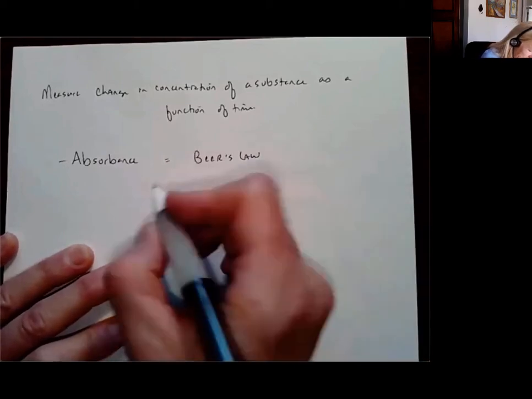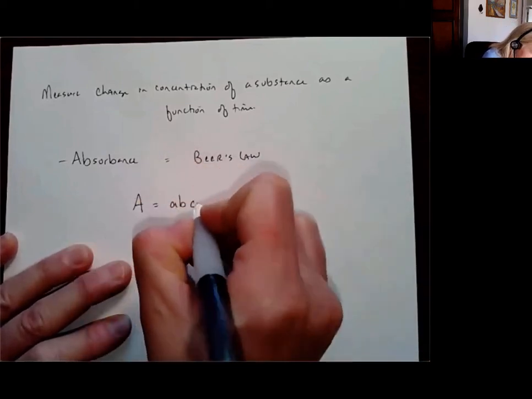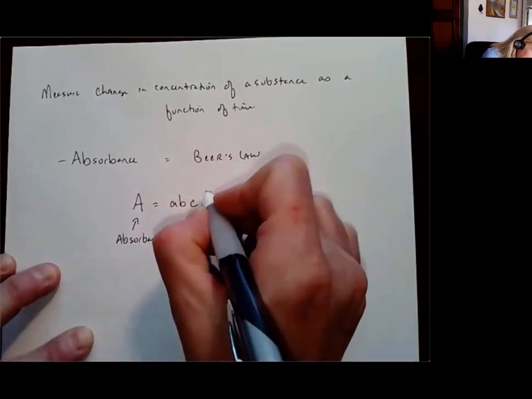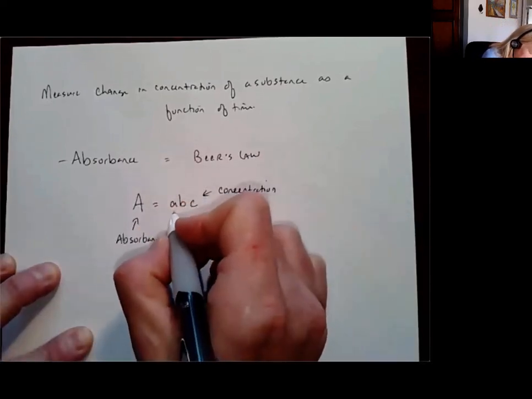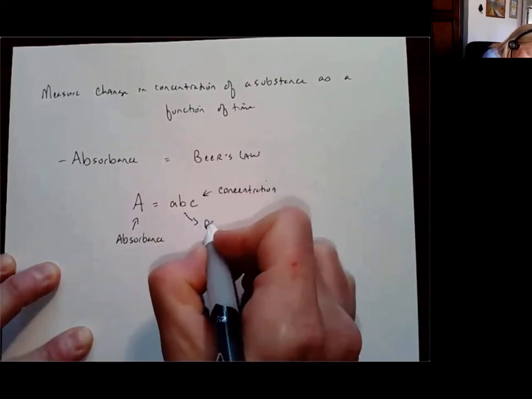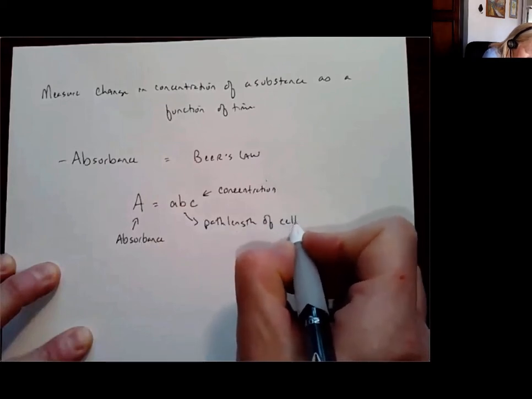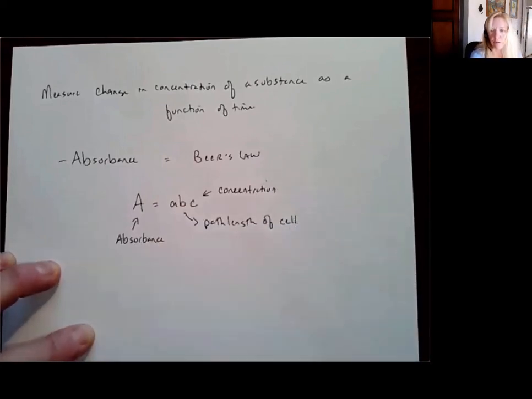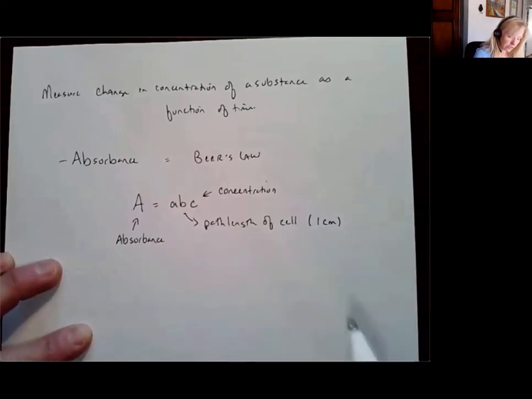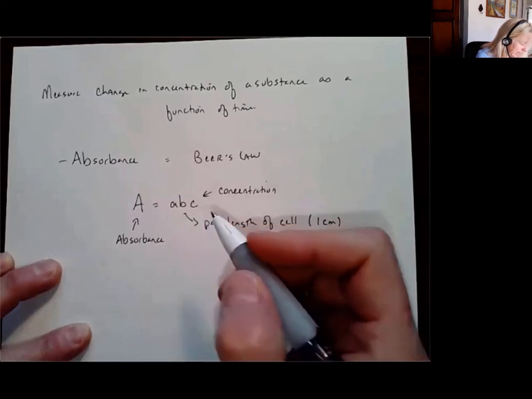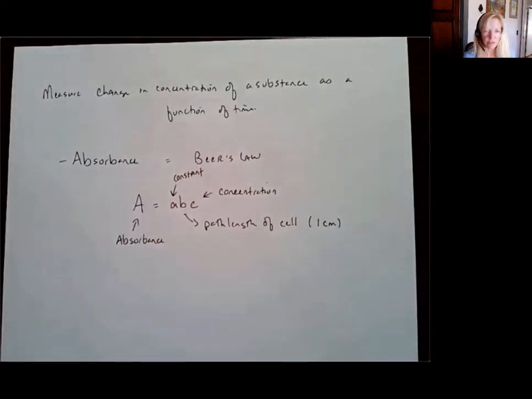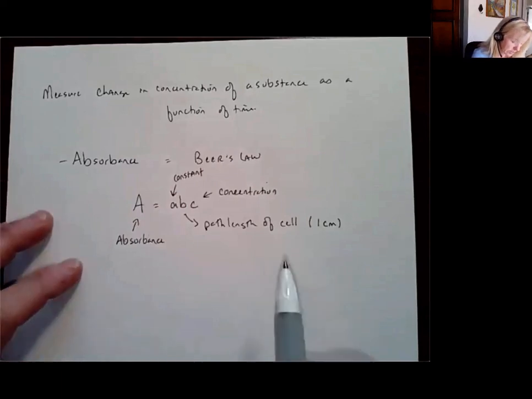Okay, so Beer's Law looks like this. It's your ABCs. Big A is absorbance. C is your concentration. A and B are going to be dependent upon the system that you have. B is the path length of the cell, so the cuvette you're putting your solution in. This is usually 1 centimeter, so it usually just falls out of the equation. And A is a constant that depends on whatever your substance is. And so this allows you to directly relate.